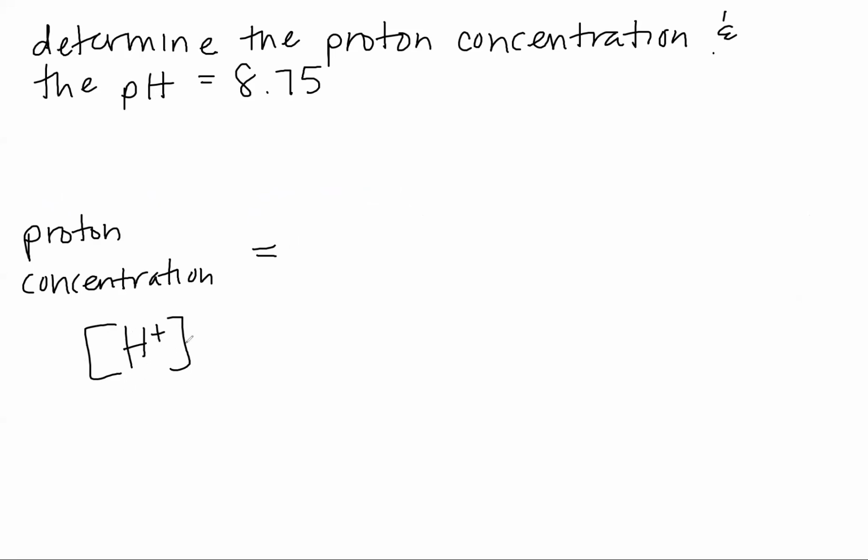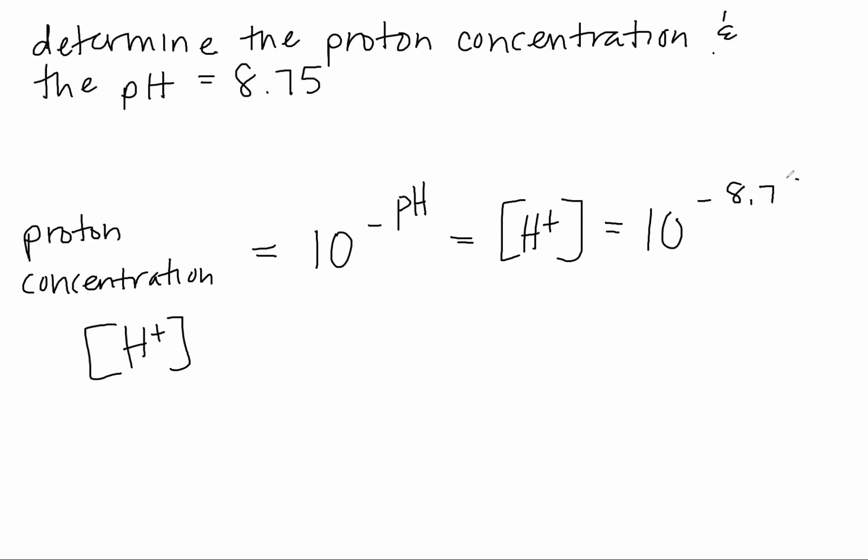Like the last problem, they're all denoted the same. This is still just telling you the amount of protons, okay? Please read the questions carefully. For us to figure this out given the pH, remind you, this is also not in scientific notation, okay? So we need to know that 10 to the negative pH is equal to the proton concentration, which would just be 10 to the negative 8.75, and the answer should be 1.78 times 10 to the negative 7.